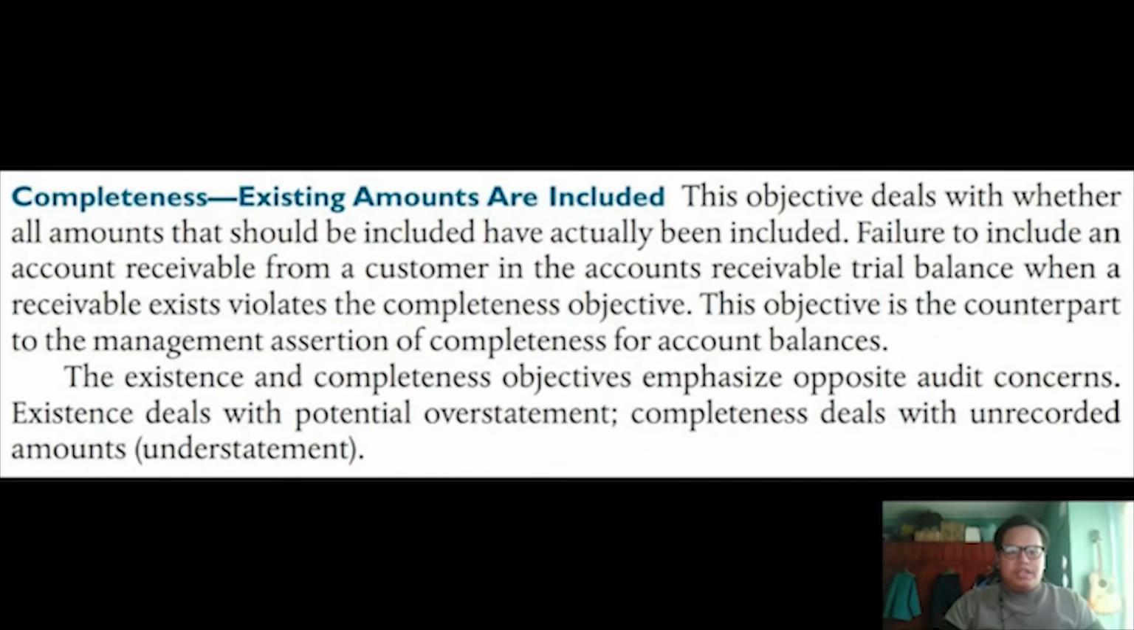Completeness and the existing amounts are included. This objective deals with whether all amounts that should be included have been included. Failure to include an account receivable from a customer in the accounts receivable trial balance when a receivable exists violates the completeness objective. This objective is the counterpart to the management assertion of completeness for account balances. The existence and completeness objectives emphasize opposite audit concerns. Existence deals with potential overstatement, but completeness deals with unrecorded amounts.